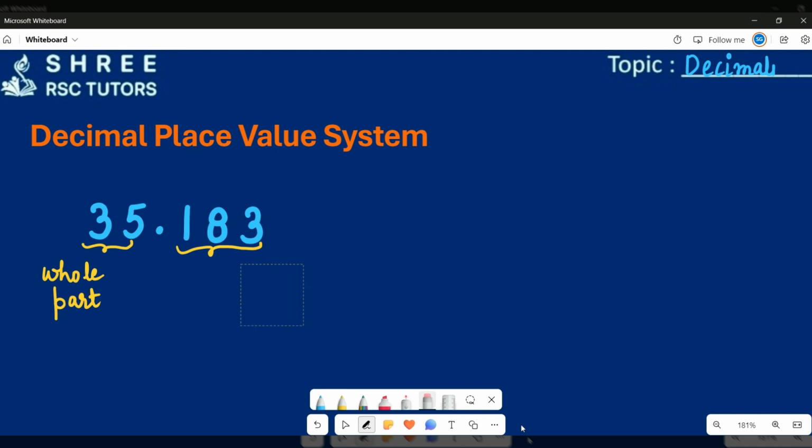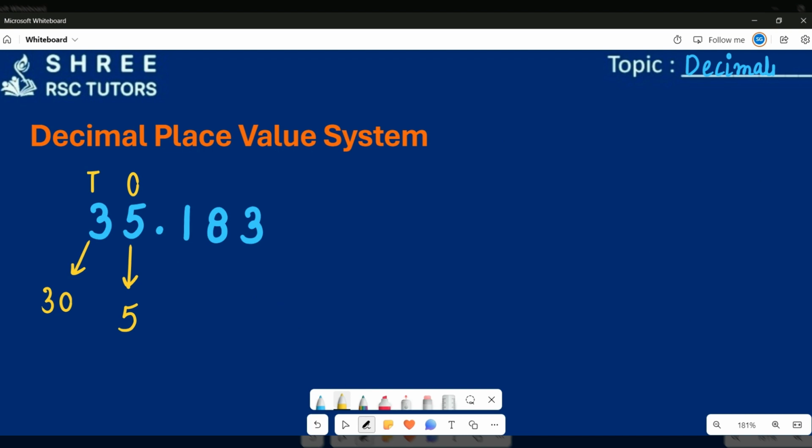First of all, let's talk about this whole part. We can see that this 5 is in the ones column, this 3 is in the tens column. So if I talk about the place value of this 5, it's going to be 5 only, as there is just one 5. And if I talk about the place value of this 3, there are 3 tens. 3 tens will make it 30. So the place value of this 3 is 30, as this 3 is in the tens column.